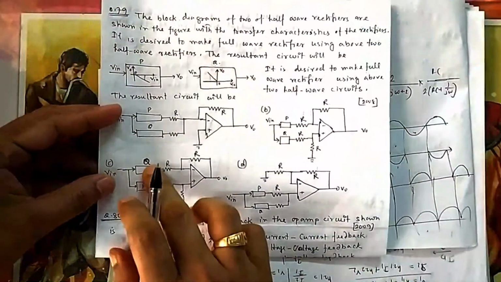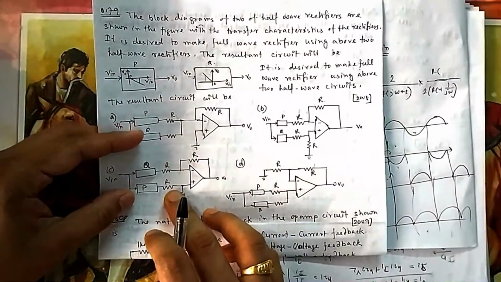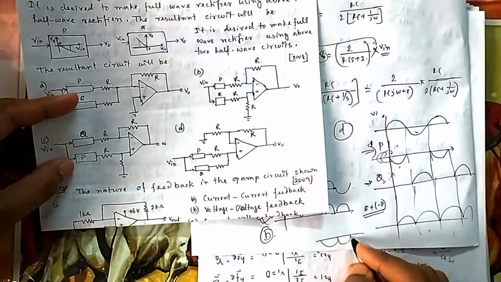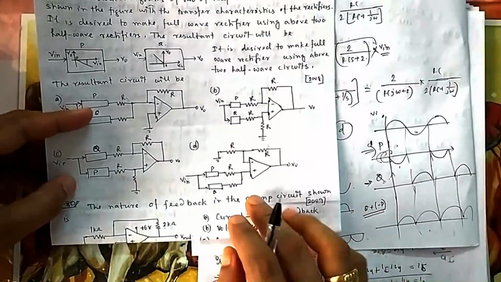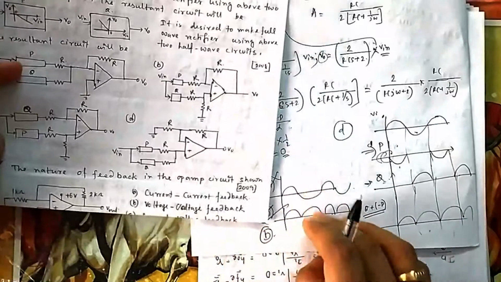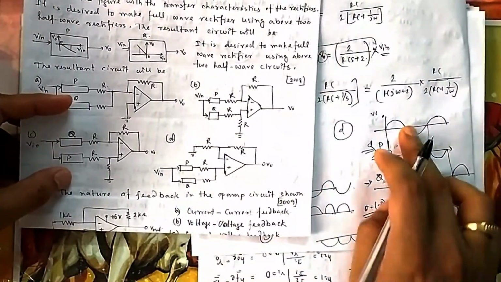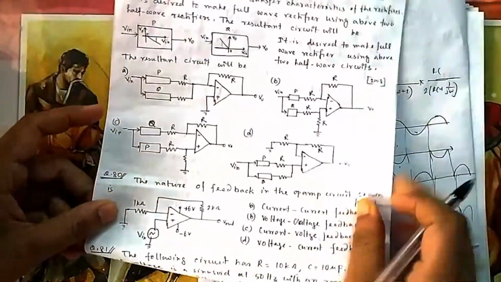No need to go for the others. This is the reverse thing: Q will be reversed, P will not. It will give this type of output, which is not a full wave rectifier, we know. Similarly here also it will give something else. Both will be the same as they are, and then it is a sine wave. So option B is the correct option.